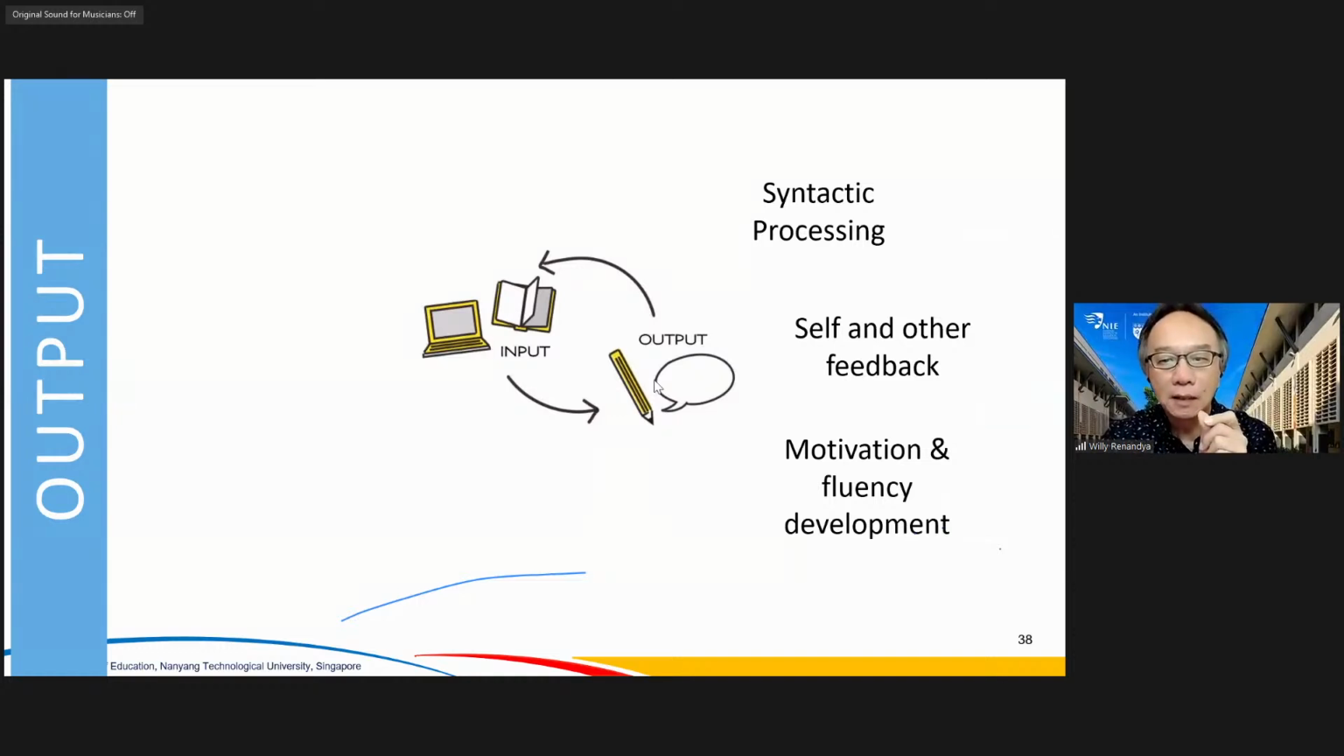Now this one has a lot of information, but let's just focus on some of the most important things that I have on my slides. Output is important. Speaking and writing is important because it provides students with opportunities to process the language from a syntactic point of view. I think that's one of the most important keywords. And number two, when the students speak, they have an opportunity to understand if their speech is comprehensible, if the person they are speaking to can follow your arguments.